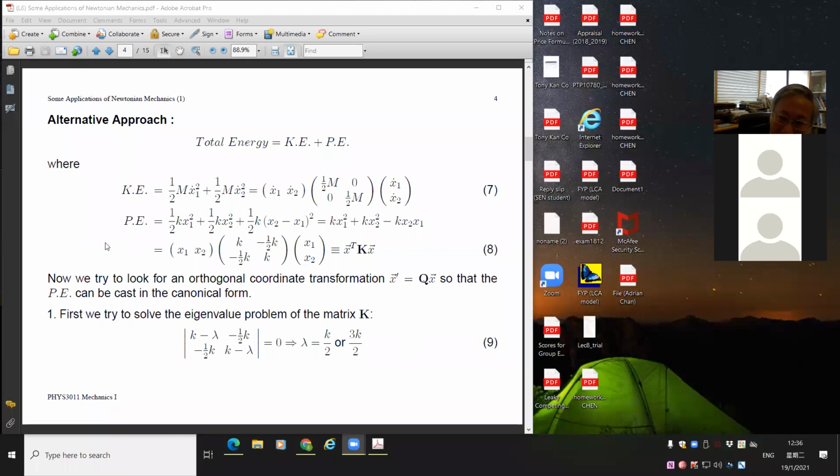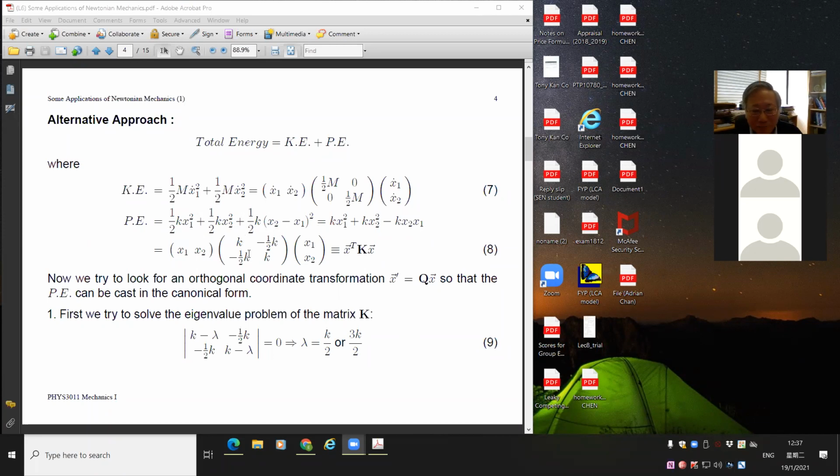How about the potential energy? Potential energy is equal to 1/2 kx1 square plus 1/2 kx2 square. These are the potential energies due to the 2 springs attached to both walls. How about this potential energy? This comes from the spring connecting the 2 blocks. That's why it depends on the relative displacement. All right. So we have a potential energy given in this form.